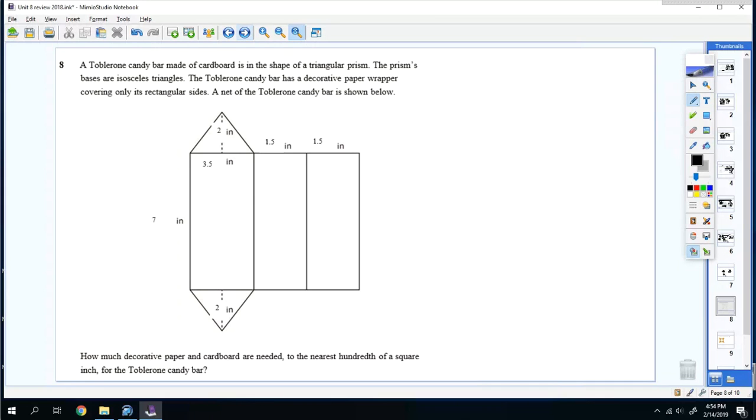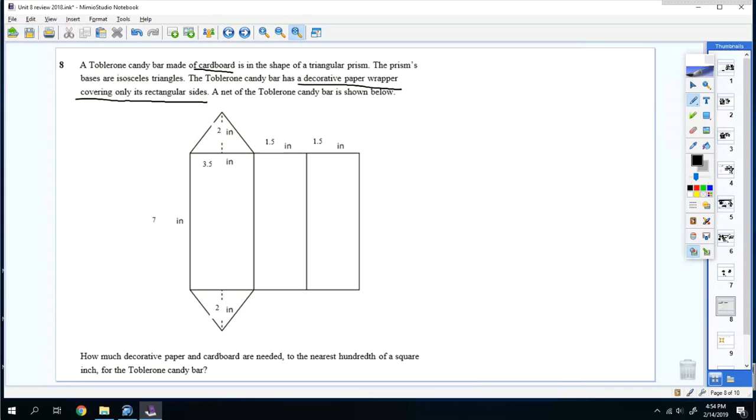So this one's kind of intense because there's a lot going on. There's decorative paper and then there's cardboard. So the decorative paper, it says here, only covers this rectangular side. And the rest is cardboard. So the entire candy bar will be covered by cardboard, but the decorative paper only wraps the rectangles. So we're going to still find the area of everything.